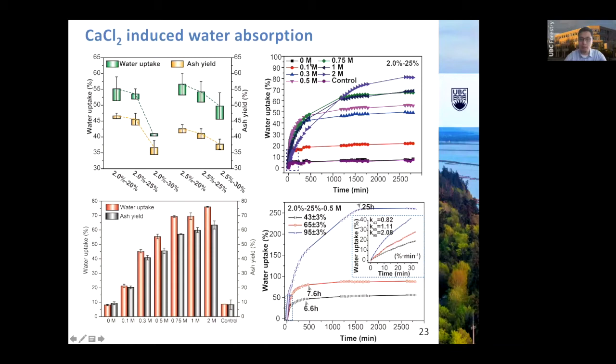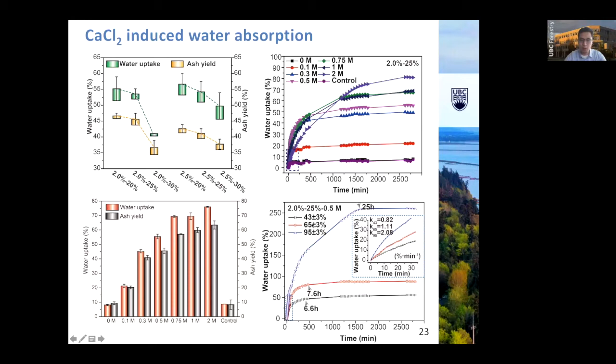This one is without any cross-linking, so we look at the water uptake of the printed cellulose. It only absorbs about 5 to 7% water, which is minimal. As we increase the calcium chloride content, we can significantly increase the water uptake. For the 2 molar calcium chloride, we can increase to about 80% water uptake. I believe this is at 43% relative humidity. And then we look at the ash content with different calcium chloride, and it's still the same thing, proportional to the water uptake.